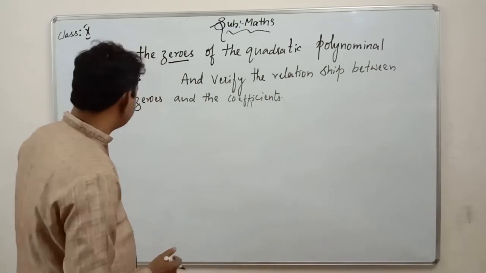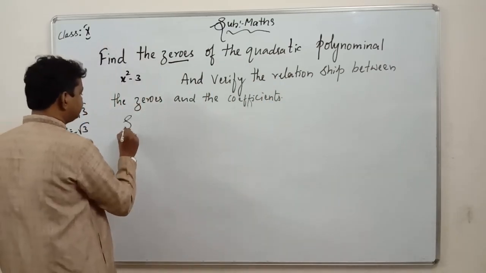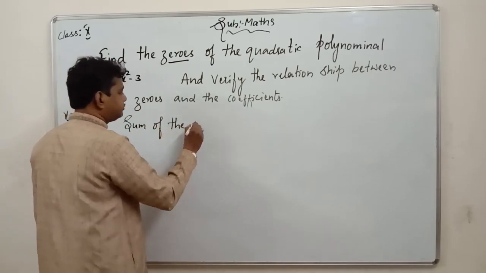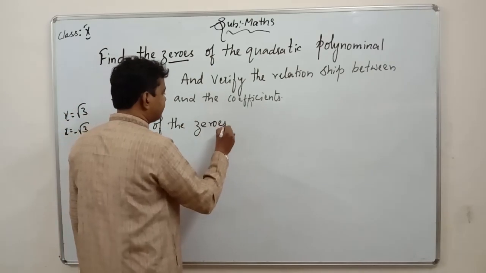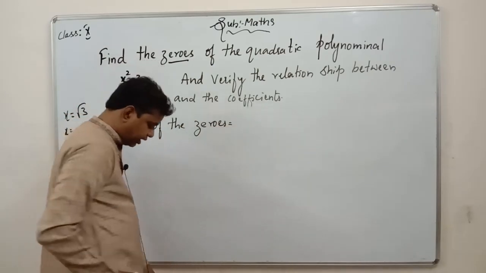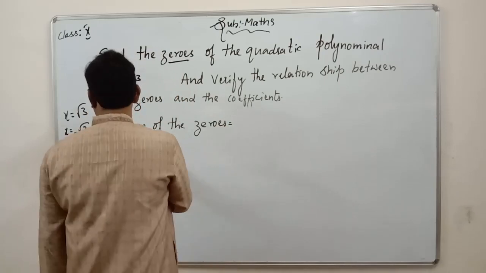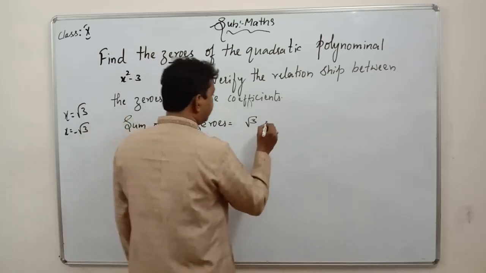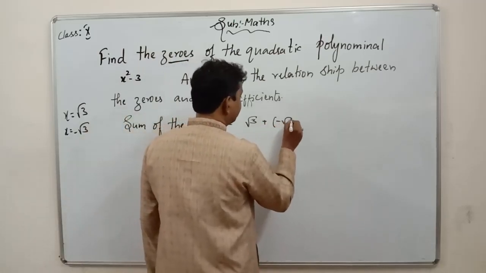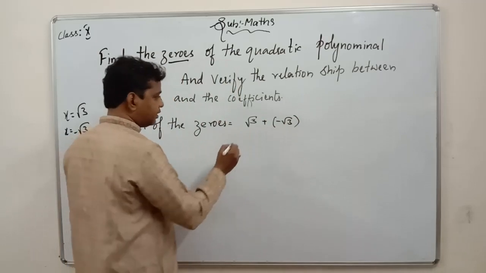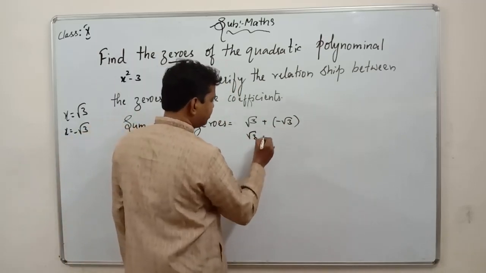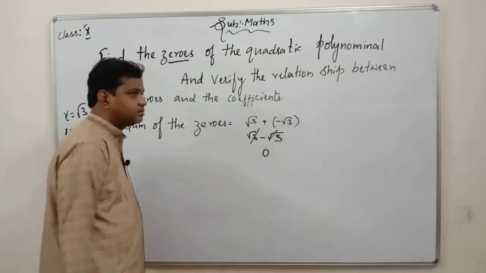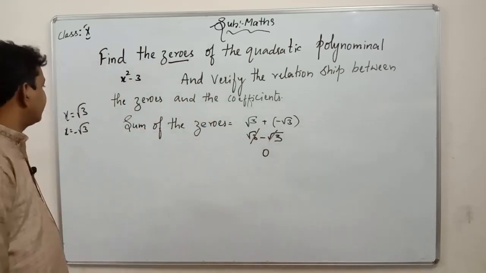Now, the first one is the sum of the zeros. I told you what the sum of the zeros is. You can write it as minus b by a, or directly you can take the sum of the zeros. That is, we have root 3 plus minus root 3. This can be written as root 3 plus into minus root 3. Both cancel and the answer will be 0 here. Already we got 0 there. We take minus 0 also.